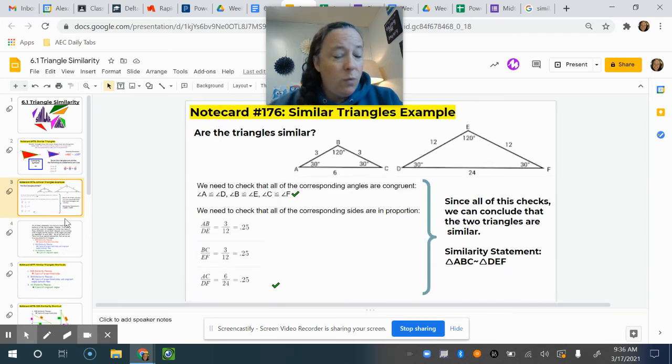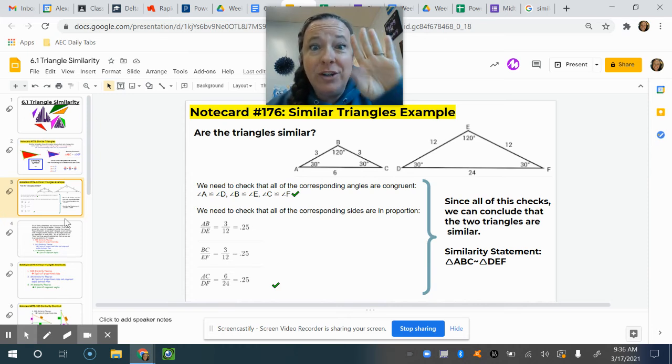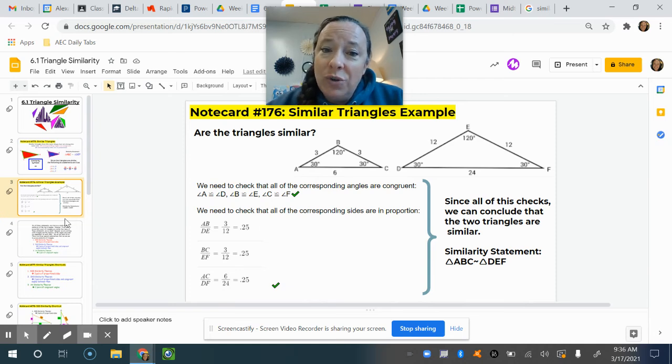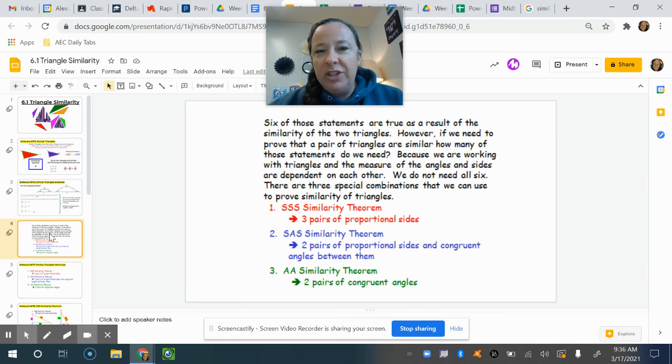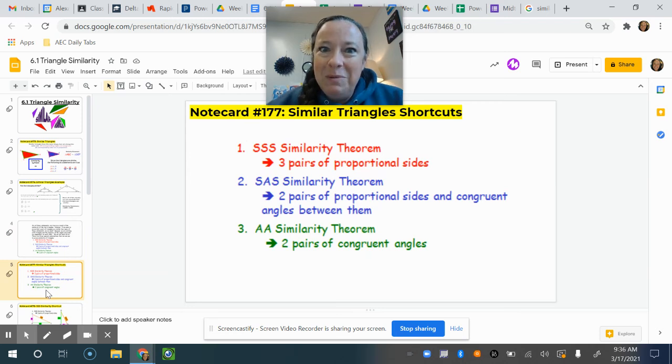All right, so just like with congruent triangles, when we did that in section 5.5, we learned that there were some shortcuts. There are 5 congruent triangle shortcuts that we learned last week. But for similar triangle shortcuts, there's 3. We were just doing an example where we knew all 6 things, but there are some shortcuts. This is just a slide that talks about all of that, so you can pause and read this if you'd like. But we're going to move on to note card 177, which is the actual shortcuts.